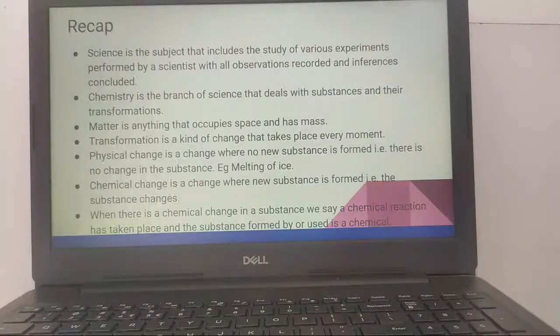Then we discussed the chemical reaction. What is a chemical reaction? When there is chemical change in a substance taking place, that is called a chemical reaction. And the substance which is formed by the change or which is used up in the change is called a chemical.